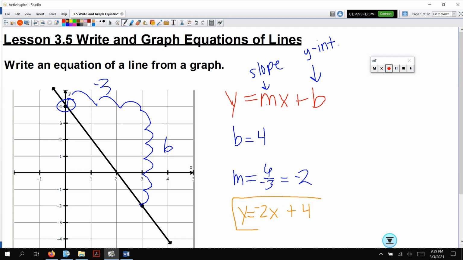Plug in m and b. That is all there is to it. From a graph, it's very simple. Locate the y-intercept, calculate the slope, pay attention to what direction you're going, if it's positive or negative, and then plug in the slope and the y-intercept and you're good to go.